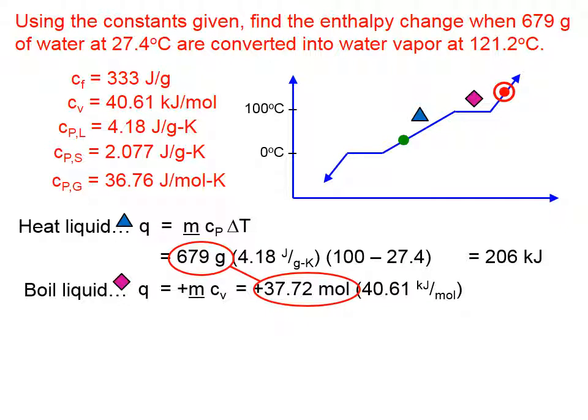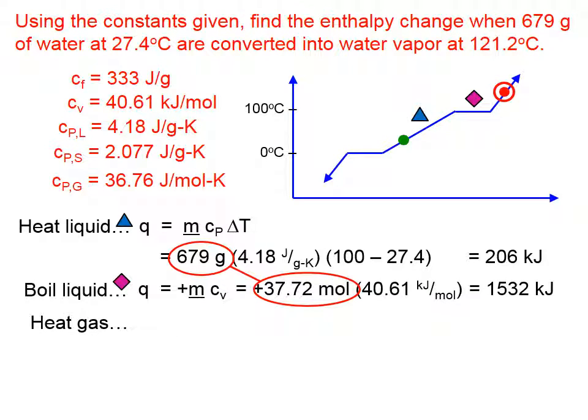37.72 moles of water using the molar mass of water of 18. And we do that again so that that unit, moles, will cancel the mole unit that happens to be given to us in the constant. It's going to take 1532 kilojoules of energy to boil that amount of water.